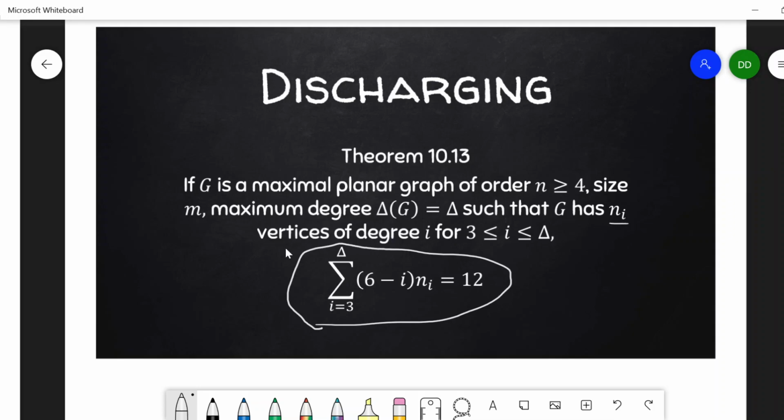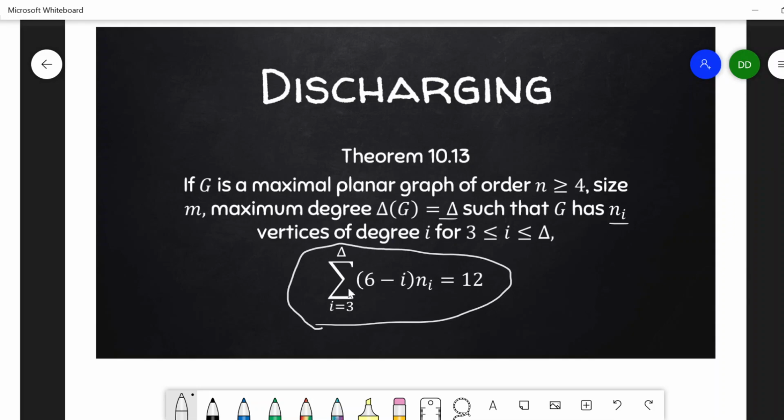Here n sub i is the number of vertices of degree i. Delta is my maximum degree. I know that every vertex has at least degree 3, so I'm adding up from 3 to delta the number of vertices of each degree times 6 minus the degree. And that'll add up to exactly 12, no matter what the graph is. So that's pretty neat. Notice there are some things here we can use.